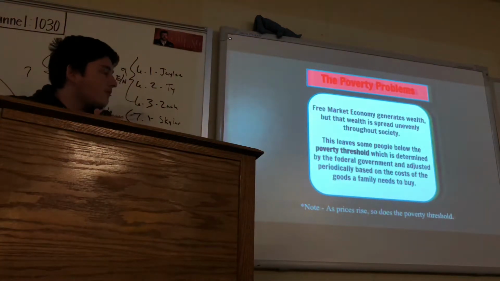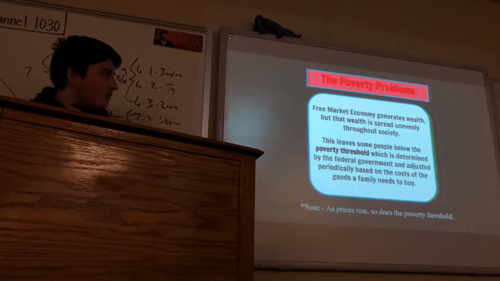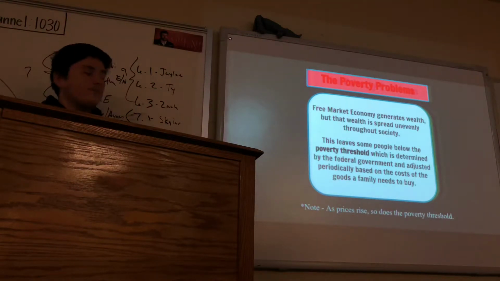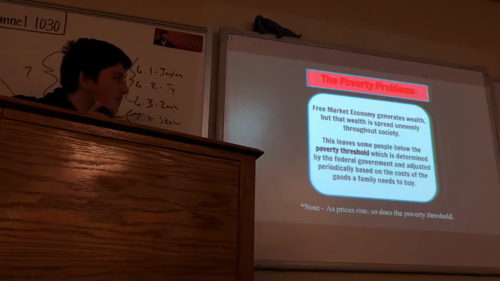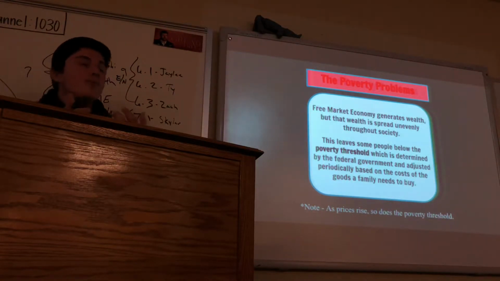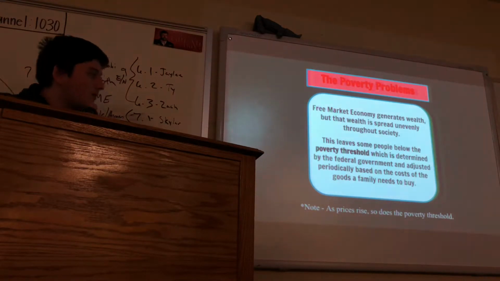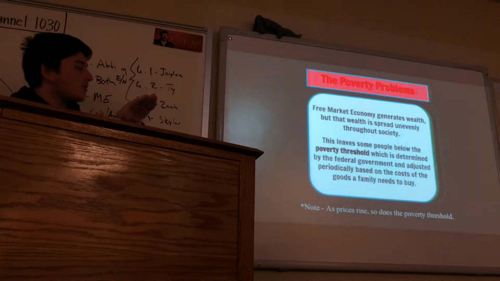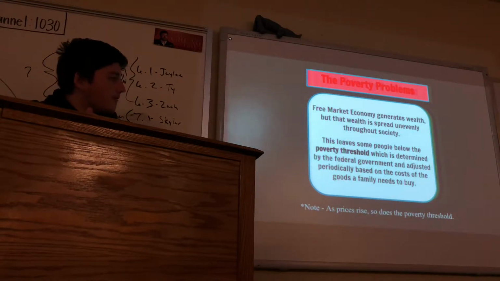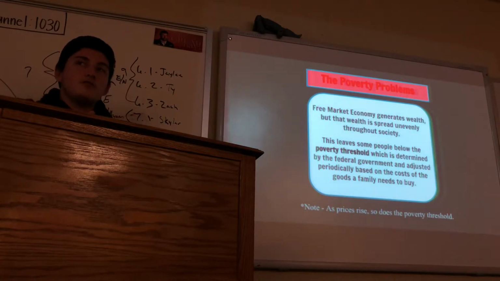Okay, so the first thing is the poverty problems. What this is basically saying is that the poverty threshold is affected by the free market economy because there is not much government involvement, and without government involvement, the government won't help the poor people as much. The poverty threshold line also increases as prices rise, and the federal government adjusts to those prices periodically based on the cost of the goods the family needs to buy.